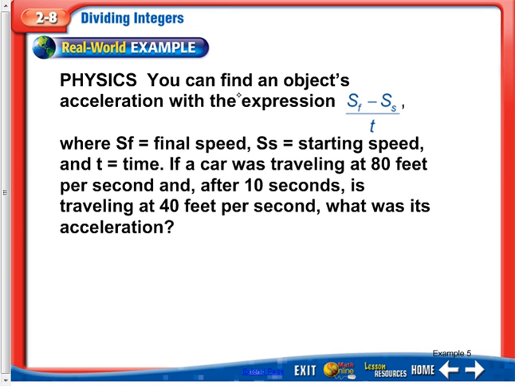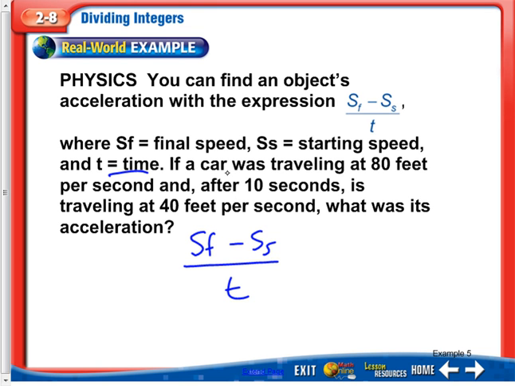Okay, so you can find an object's acceleration with the expression f minus s divided by t. So that's like the final speed and the starting speed. So f is final speed, s is starting speed. So I'm going to copy that down and say f minus s divided by t, which stands for time.